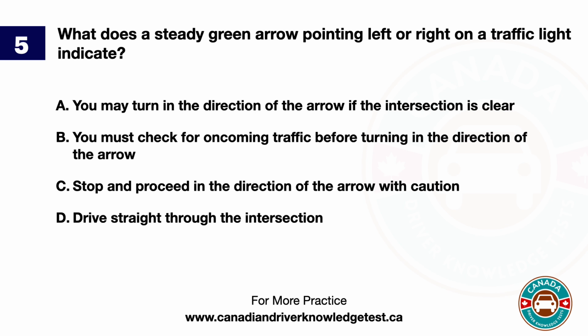Question 5. What does a steady green arrow pointing left or right on a traffic light indicate? A. You may turn in the direction of the arrow if the intersection is clear. B. You must check for oncoming traffic before turning in the direction of the arrow. C. Stop and proceed in the direction of the arrow with caution. D. Drive straight through the intersection. The answer is A. You may turn in the direction of the arrow if the intersection is clear.